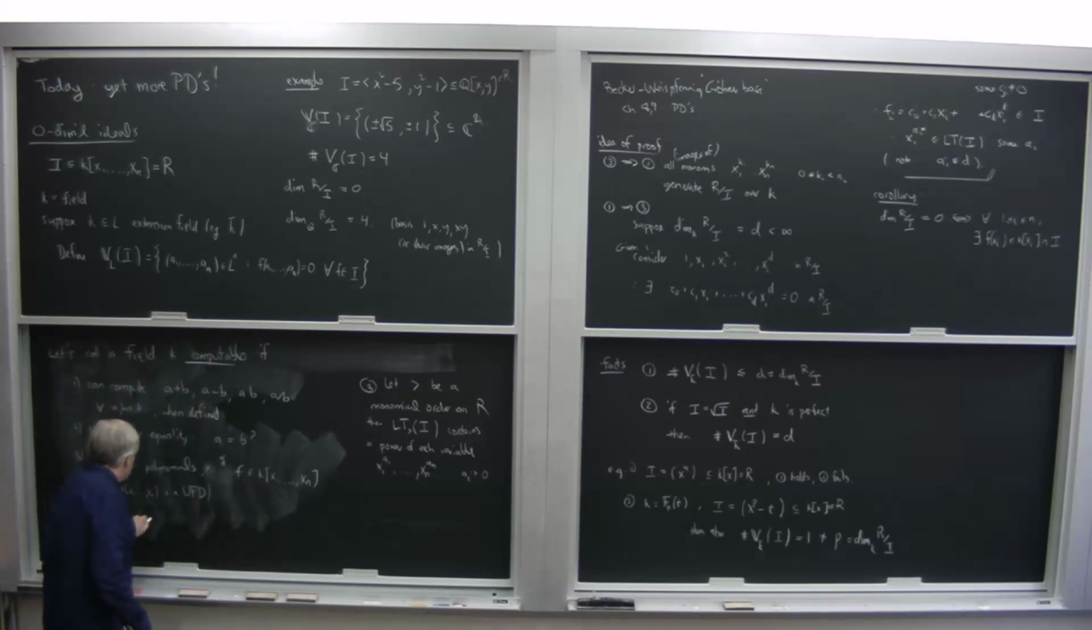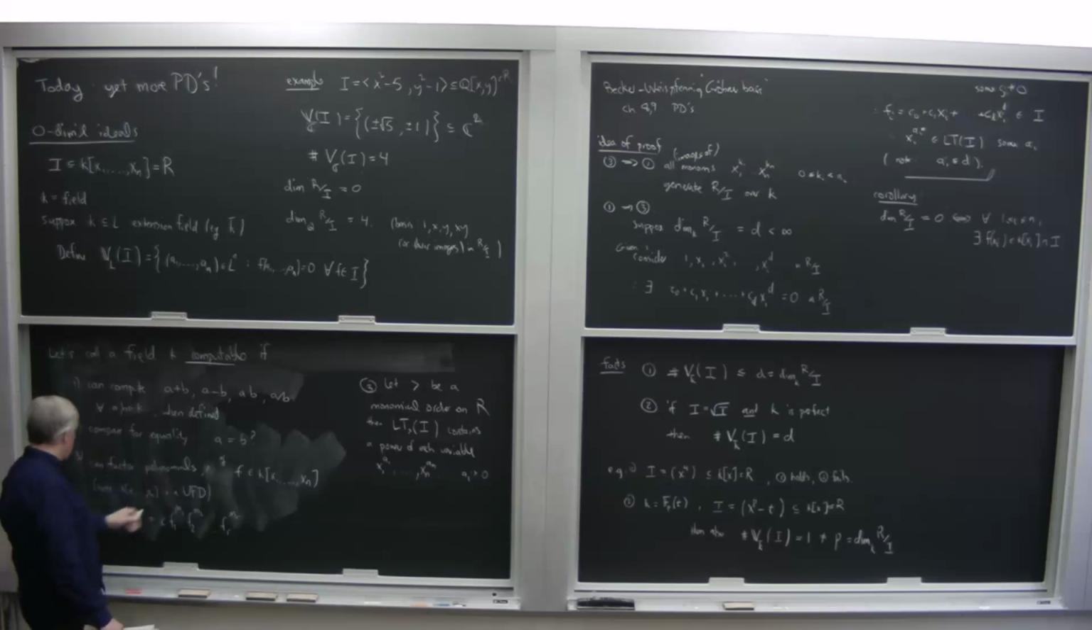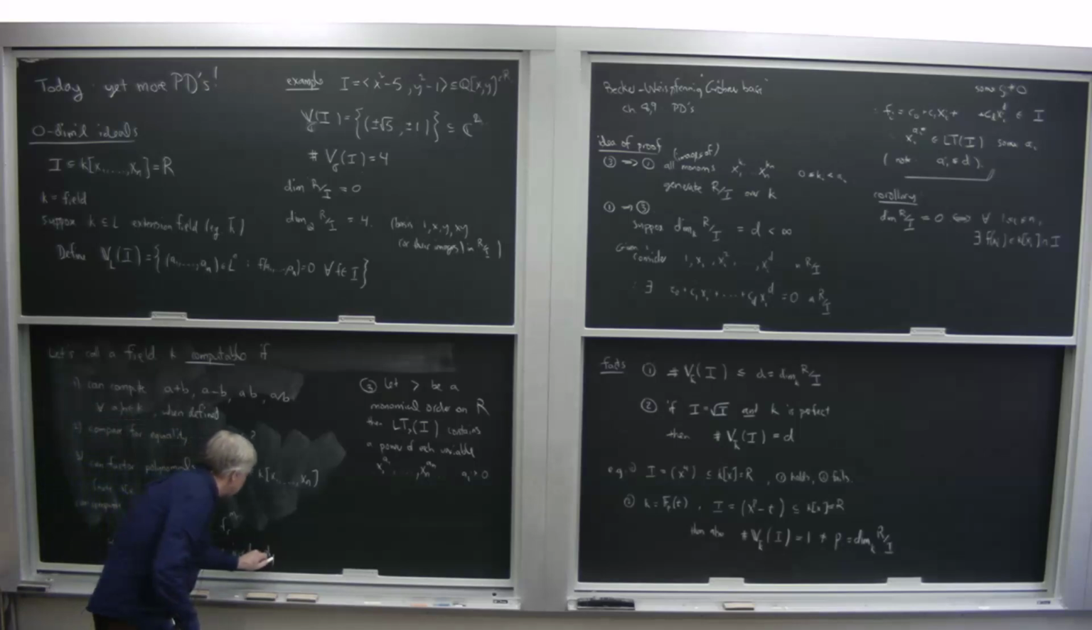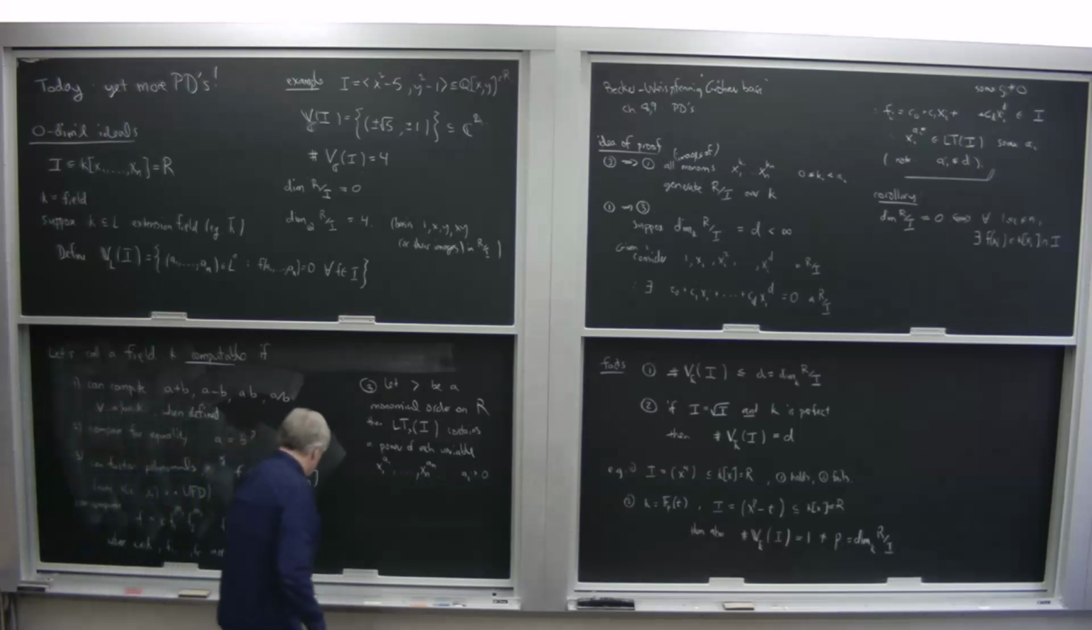So I want to write f equal to a constant times f1 to the m1, f2 to the m2, up to fr to the mr. So we can compute this, where c is in the field K and f1 up to fr are irreducible polynomials, which makes sense since we're in a UFD. Okay.